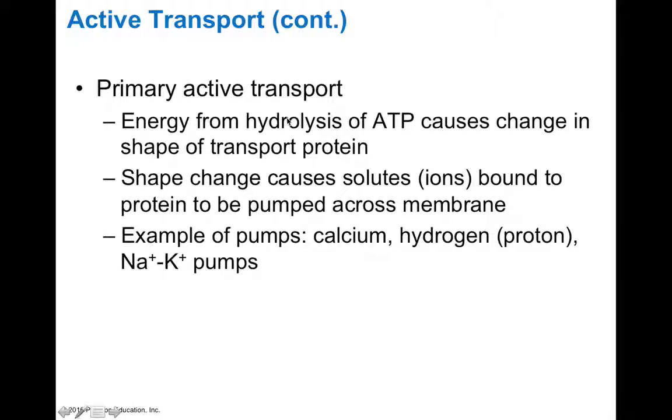Now, primary active transport, remember, is energy from direct ATP hydrolysis, which causes a change in the shape of a protein, and that causes the solutes or ions to be pumped across the membrane against their diffusion gradient. So examples of different types of primary active transport pumps we have in a typical cell would be things like calcium transporters, hydrogen transporters or pumps, and also the sodium-potassium pump, which helps to pump sodium out of the cell and potassium into the cell against their diffusion gradients. And that's why it requires ATP hydrolysis.